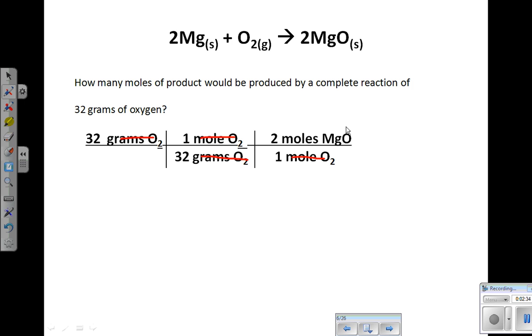So now we're left with moles of magnesium oxide on top, and that is what we are looking for, so we stop and do the math. 32 divided by 32 is 1, times 2 is 2. So our answer is 2 moles of magnesium oxide.